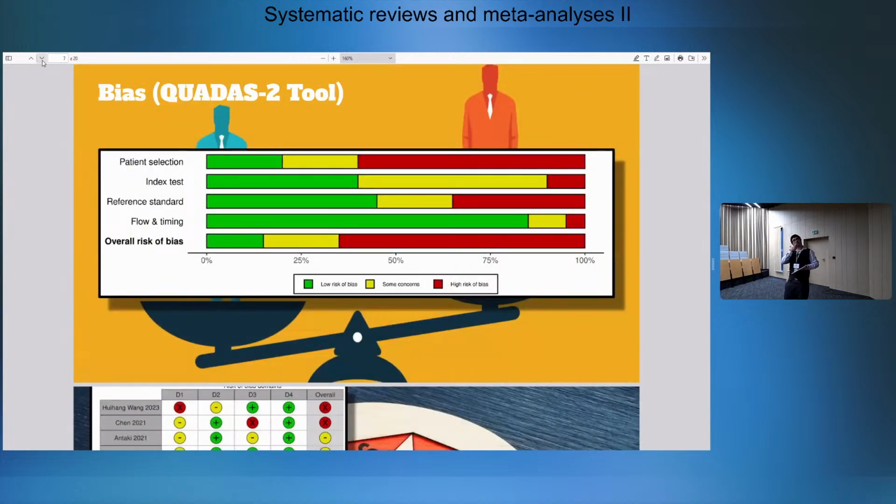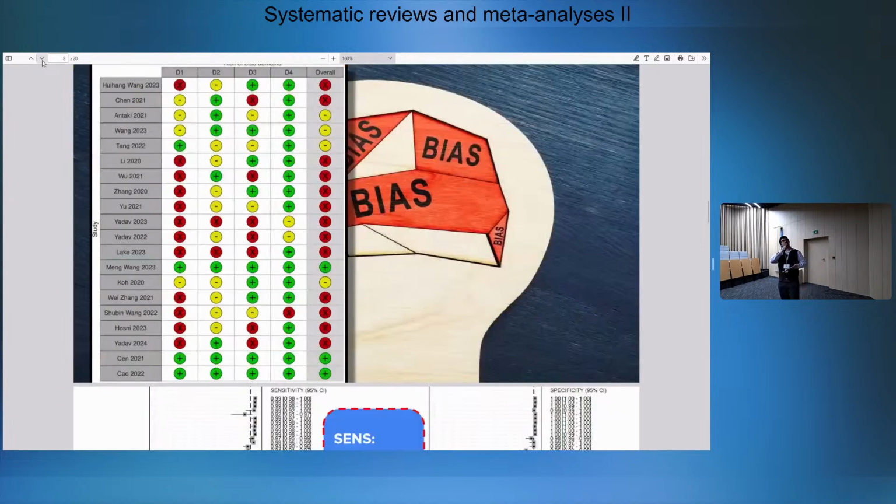We found, unfortunately, major bias in the patient selection criteria according to the quality assessment of diagnostic accuracy studies risk of bias tool, mainly because of the lack of clear inclusion criteria and also unclear criteria on the reference standard. Here is a summary of our studies. As you can see, most of the studies had concern in patient selection criteria.